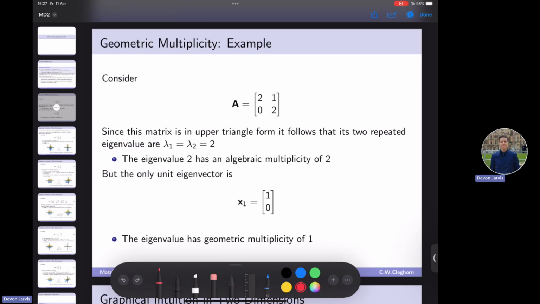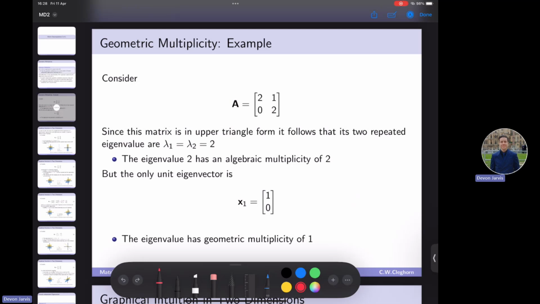So we can look at an example of this. Consider this matrix A. Since it's upper triangular, we know that its diagonal elements will just be its eigenvalues. So lambda 1 equals lambda 2, which is 2. However, when you go and solve for the eigen decomposition in this case, what you'll end up with is finding that this is the only eigenvector. So in this case, the algebraic multiplicity of the eigenvalue 2 is 2, right? Because it's lambda 1 and lambda 2. But the geometric multiplicity is only 1.